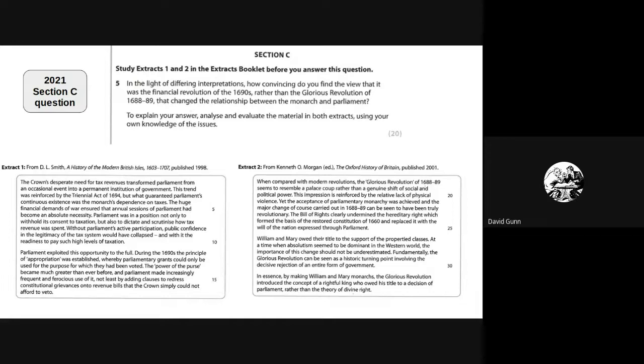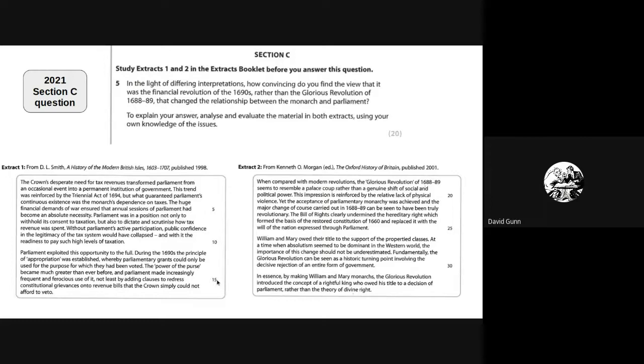So the question is, in light of differing interpretations, how convincing do you find the view that it was the financial revolution of the 1690s rather than the Glorious Revolution of 88 to 89 that changed the relationship between the monarch and Parliament? So was it the financial revolution rather than the Glorious Revolution that actually changed the relationship between the monarch and Parliament? So in extract one, Smith is arguing that yes, it was the financial revolution. This is the thing that really changes the balance of power.